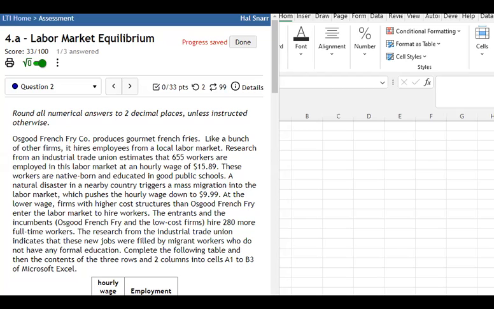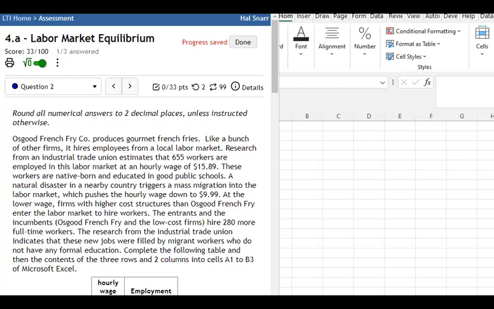Now, in this problem, we have this company called Osgood French Fry Company. They produce gourmet French fries. And like a bunch of other firms, it hires employees from a local labor market. Research from an industrial trade union estimates that 655 workers are employed in this labor market at an hourly wage of $15.89 per hour. These workers are native born and educated in good public schools.